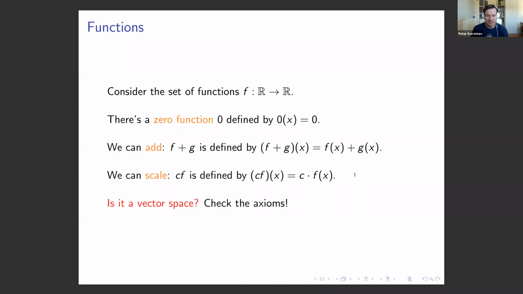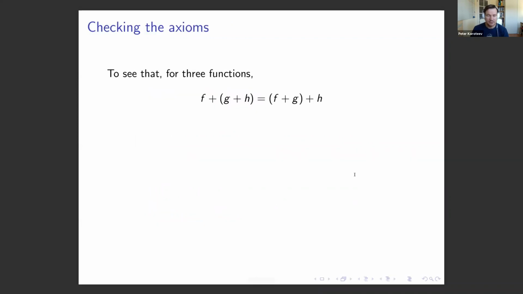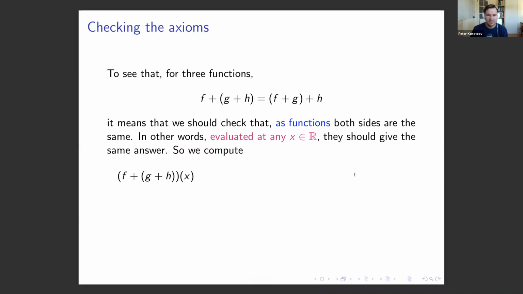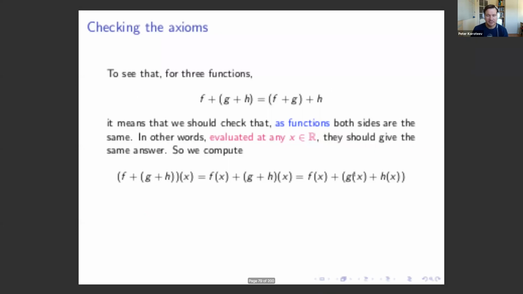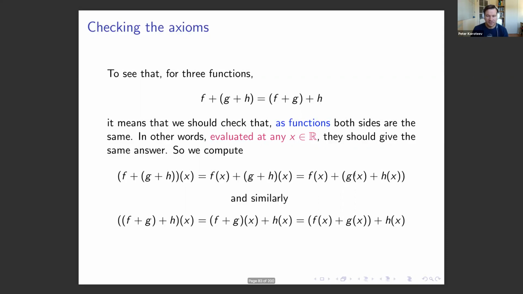Well, we can check the axioms. Here are the 7 axioms that you can account from the definition of the vector space. Then take 3 functions. Clearly the associativity property works. You can just evaluate them like this: (f + (g + h))(x) is equal to f(x) plus this, and then of course it's the same if we do it the other way around. Similarly, this also works, so these are all equal to the same thing.